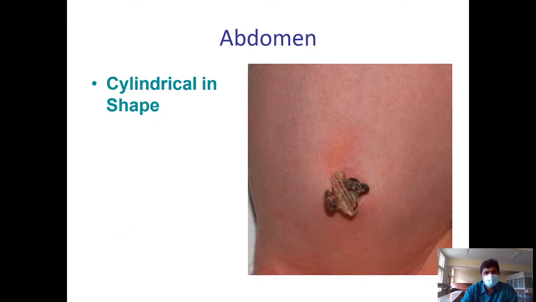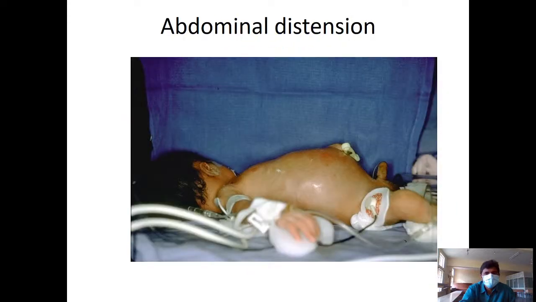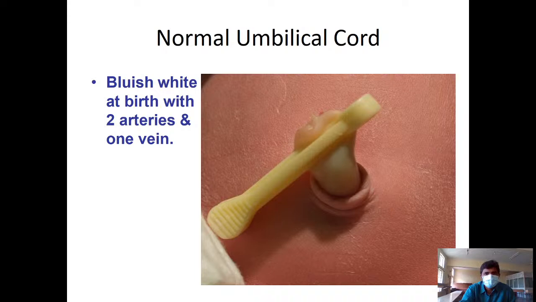Then coming to the abdomen, the normal abdomen is usually cylindrical in shape. You can see a distended abdomen here. This baby is having necrotizing enterocolitis. So the abdomen can get distended, and you need to look into the shape of the abdomen.